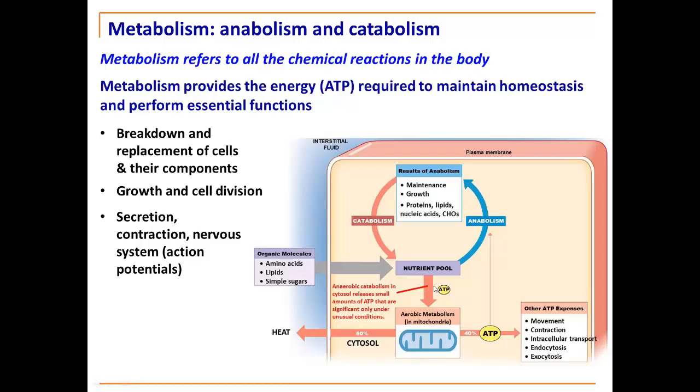So glucose is metabolized down to pyruvate, and that can go on to form your lactic acid, or it can enter the mitochondria. And in the mitochondria, we start to undergo aerobic metabolism, so it's using oxygen. And that produces your CO2, produces a lot more ATP, and therefore that ATP can go on and do all these functions that we've talked about. So movement, contractions, intracellular transport, endocytosis, that's bringing things into the cell, and exocytosis is sending things out from the cell. And as a byproduct, we produce a large amount of heat.